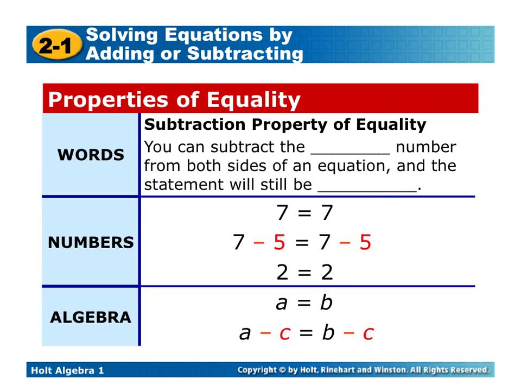And this is also true for subtraction. So you can subtract the same number from both sides of an equation and the statement will still be true. So if we start with 7 and if I subtract 5 from both sides, we have 2. If we start with A equals B and subtract C from both sides, it will still be true.